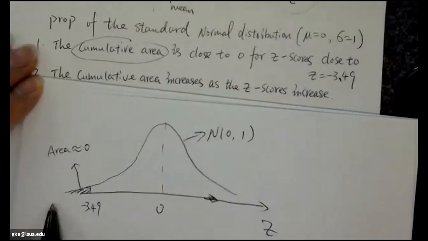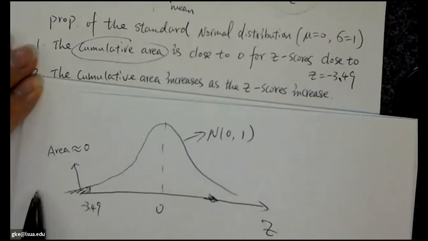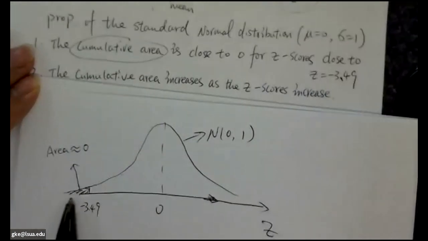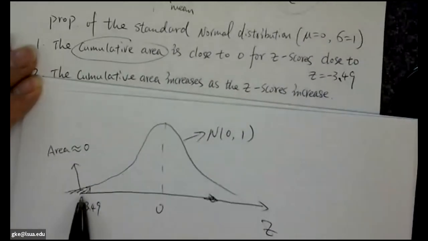That means this curve is far away from the middle mean value. It's very, very far away. So it's very, very close to the z-axis, but it never touches, as I mentioned before. And we can see the area should be 0.